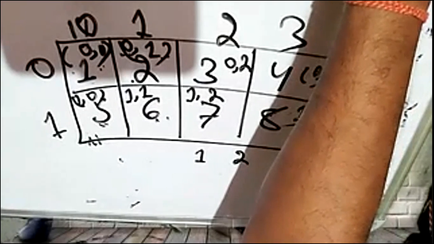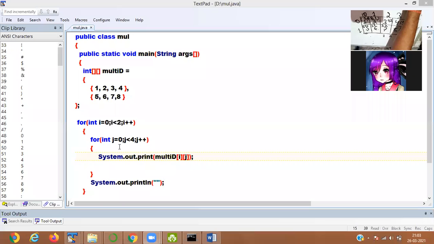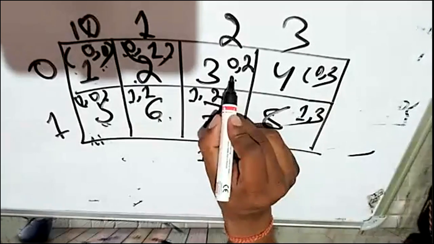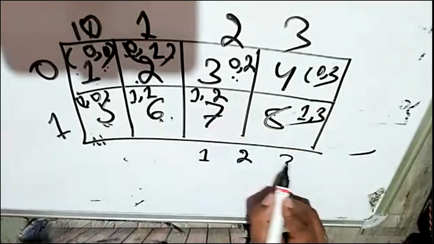J is incremented to 2. So 2 is less than 4. Condition is true. I0 J2. I0 J2 means it is printing you 0 2 position. So 0 2 position means it is printing you here 3. See that in a screen it is 0 2. 0 2 means it is printing you here 3.